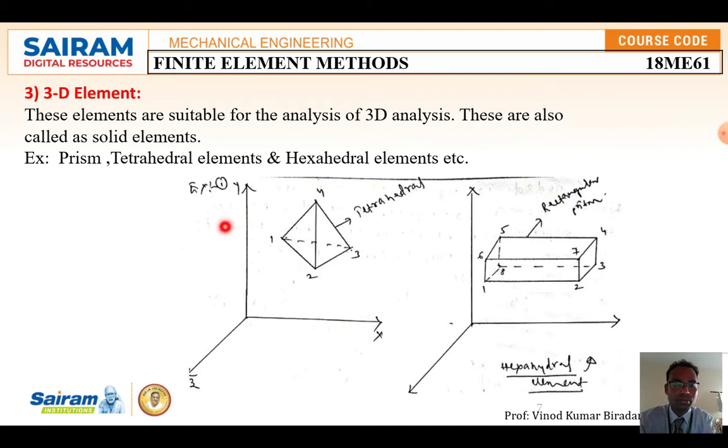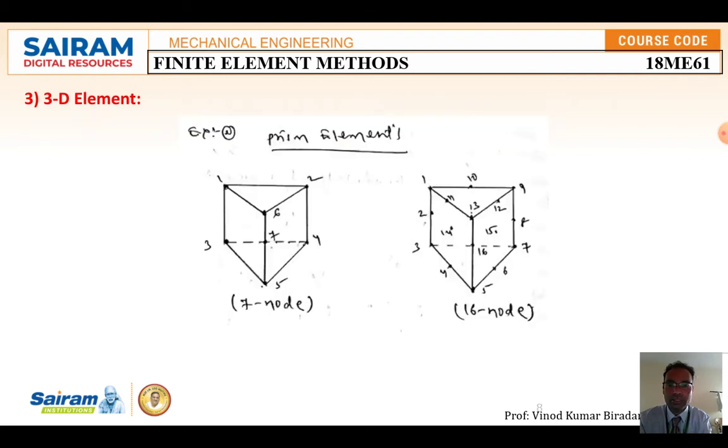You have to remember the prism, the hexahedral element, and the rectangular prism as 3D elements. These are again 3D elements: a 7 noded prism and a 6 noded prism. A node is nothing but the connectivity between two joints. These are two examples of the 3D element.